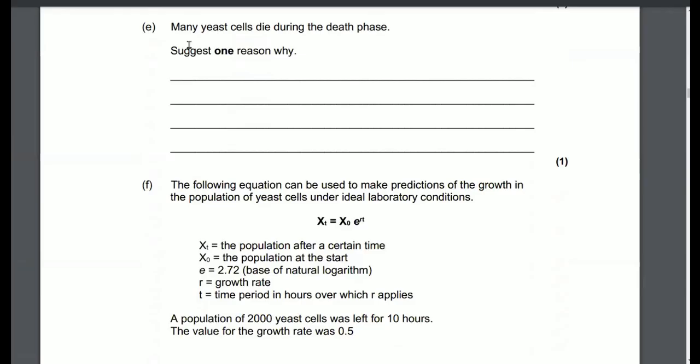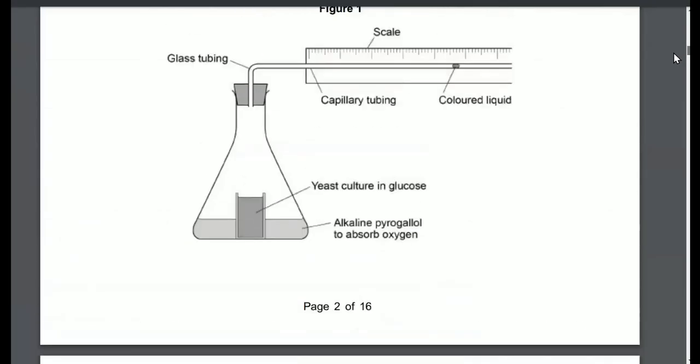Right. Many yeast cells die during the death phase. Suggest why. So why is it that the graph started to decrease? What is happening to the yeast? What do they use? If you go back up to the diagram, this is where you'd search the paper and you'd be like, oh, why are they dying? Go right back up here.